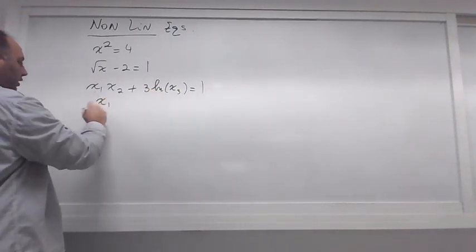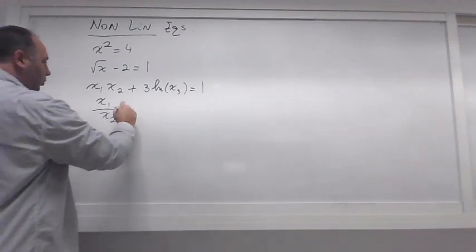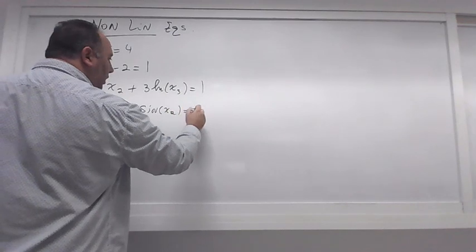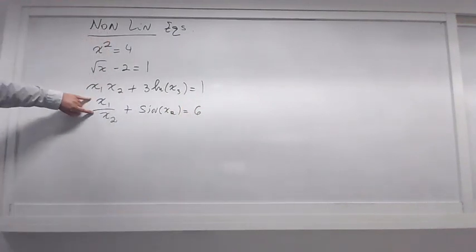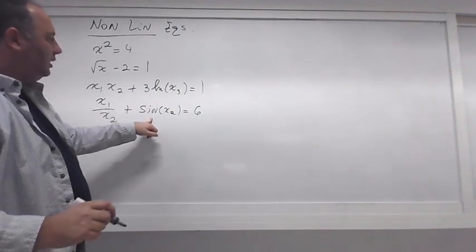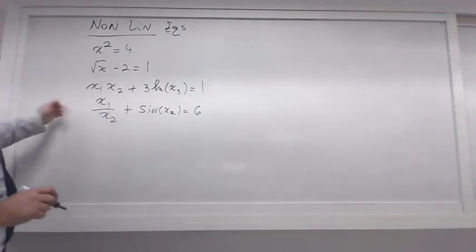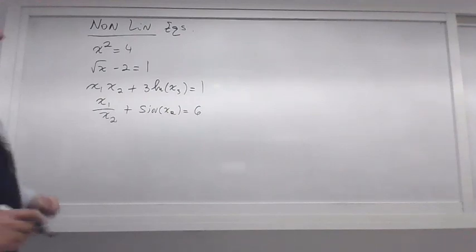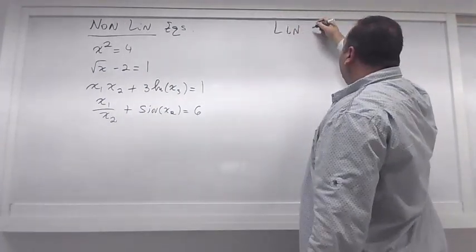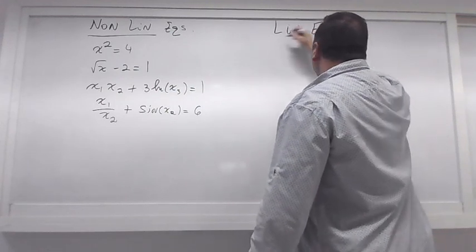If I have x1 over x2 plus, let's say, sine x2 equals 6. Well, you have a ratio of 2 variables. This is nonlinear. Sine is also nonlinear. So these are nonlinear equations, and we are not dealing with them. Our course is linear algebra, so we are going to deal with some linear equations.